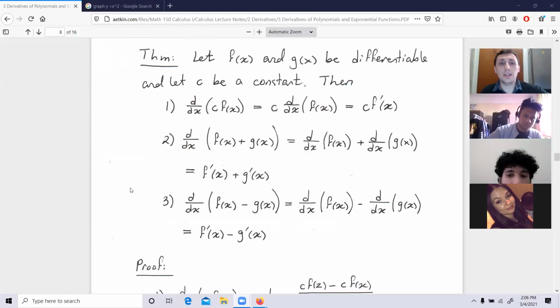Okay, guys, so here are some rules. Do you see that the first rule is that the derivative of a constant times a function is the constant times the derivative of the function. That's rule number one. Rule number two is that the derivative of a sum is always the sum of the derivatives.